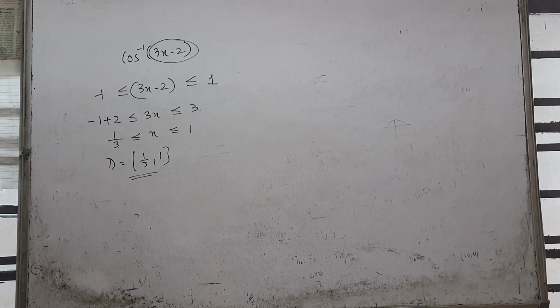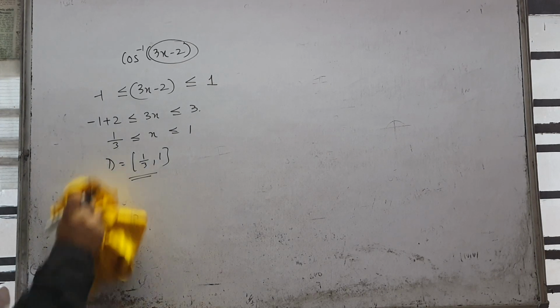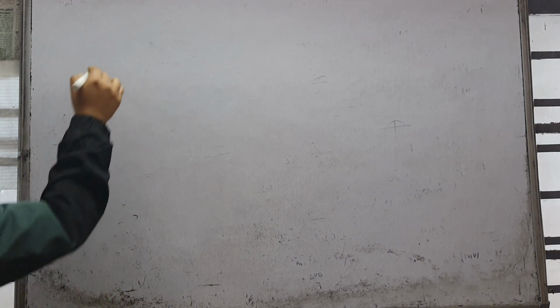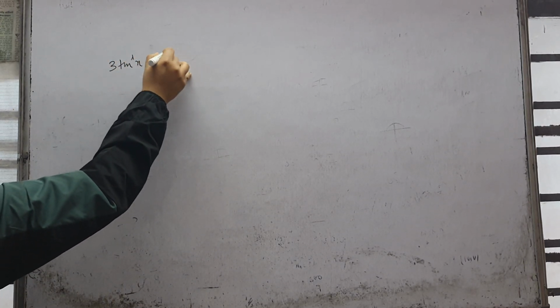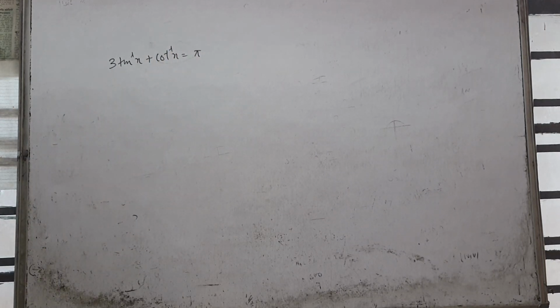Okay, the rest I have done. If you get this type of question, how will you do it? If you see a question of this form, 3 tan inverse x plus cot inverse x equal to pi, solve. What is it, everyone? Directly don't start using the formula. How do you do this?